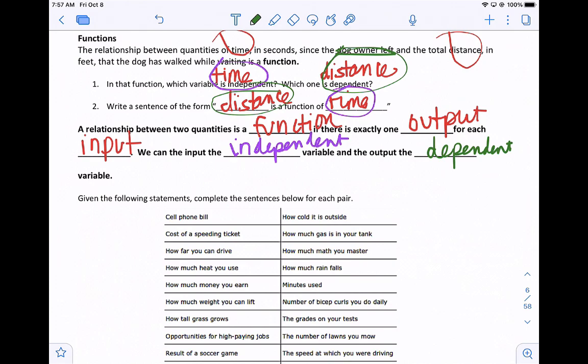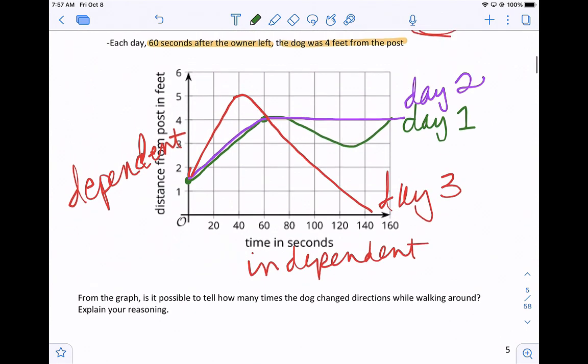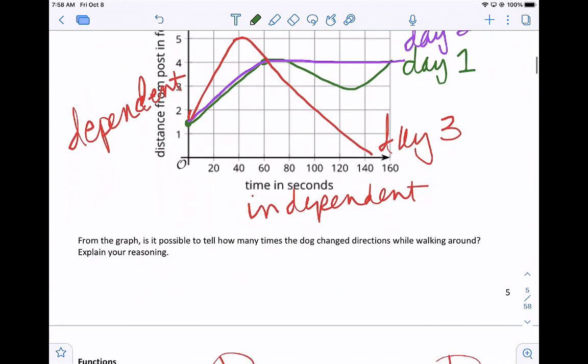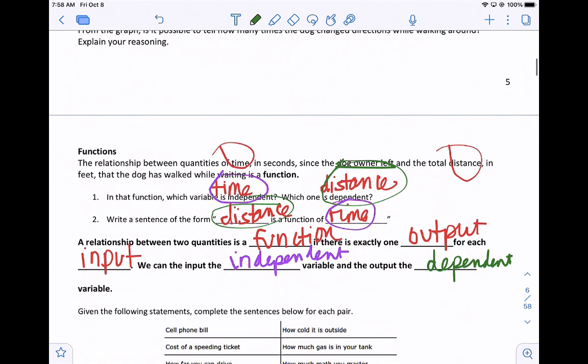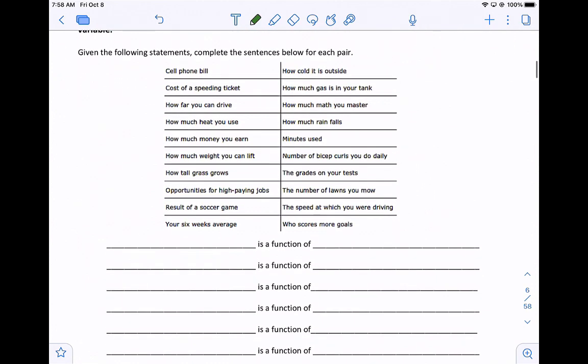For every input, there's only one output. So if you take a look at our graph here, for every time, there's only one distance away from the post that the dog can be, right? You can't be in two different places at once. So again, for every input, for every time, there's only one distance away from the post. So it's a function. And then the idea of independent and dependent variable: the dependent variable depends on the independent variable.